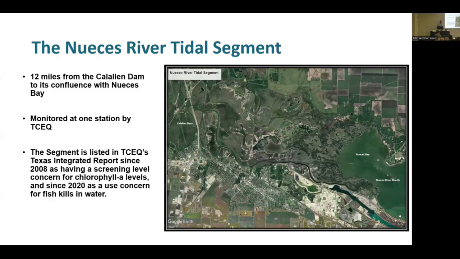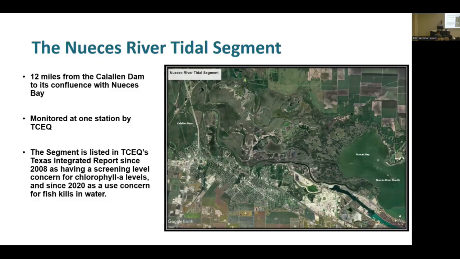Real quick, the Nueces River Tidal segment, if you're not familiar with it, is about a 12-mile stretch of river. It goes from the dam at Calallen, under 37, to where it dumps out directly into Nueces Bay, bypassing the Nueces Delta. There is one monitoring station there, a TCEQ station. The segment was listed on the integrated report in 2008 as having issues with chlorophyll A levels, and then since 2020 because of fish kills that are occurring here.